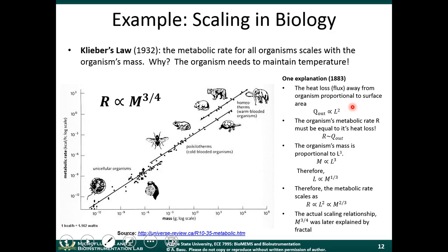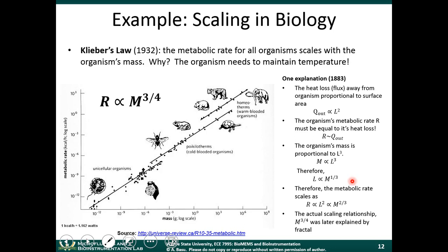The organism's metabolic rate, R, has to be equal to its heat loss. If an organism, let's say a warm-blooded organism, needs to maintain its body temperature, it's losing all its heat to its external surroundings, and it needs to generate heat internally to maintain that temperature. This was the key observation. Now, an organism's mass is proportional to L cubed. If we solve for L, we find that L is proportional to mass to the power of 1/3.